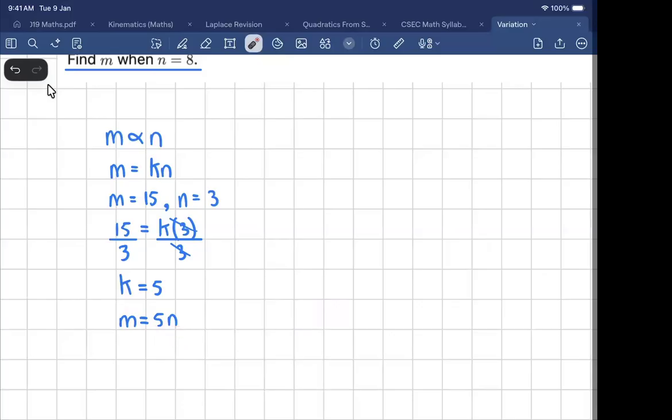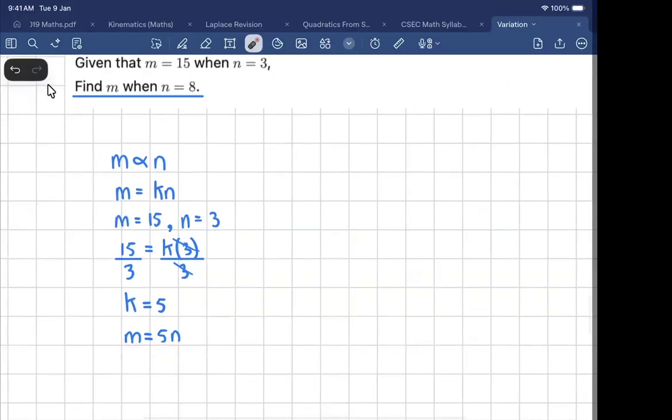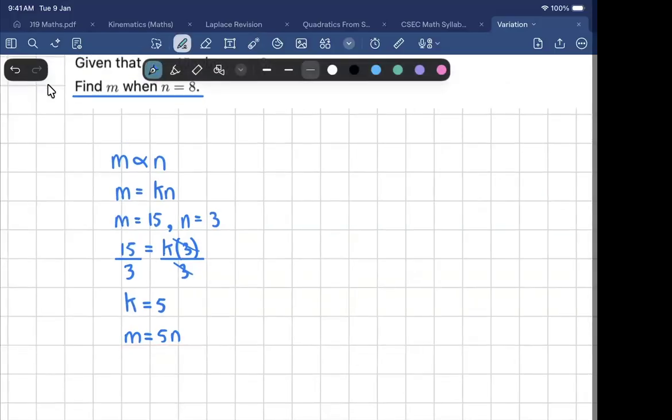So this is the direct relationship. This is the relation that's telling us how m is related to n. So m is just 5 times n. You sure you understand now? Yeah, I understand. So this is the exact relationship between m and n. Then they're saying find m when n is equal to 8.